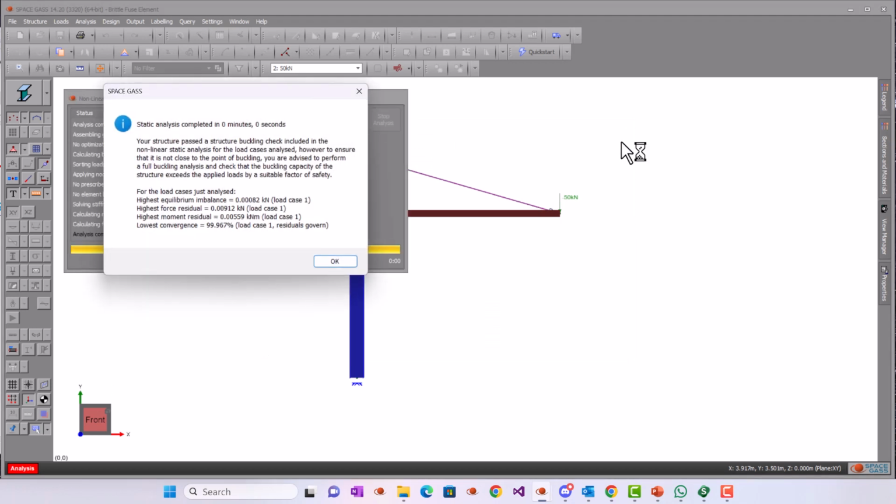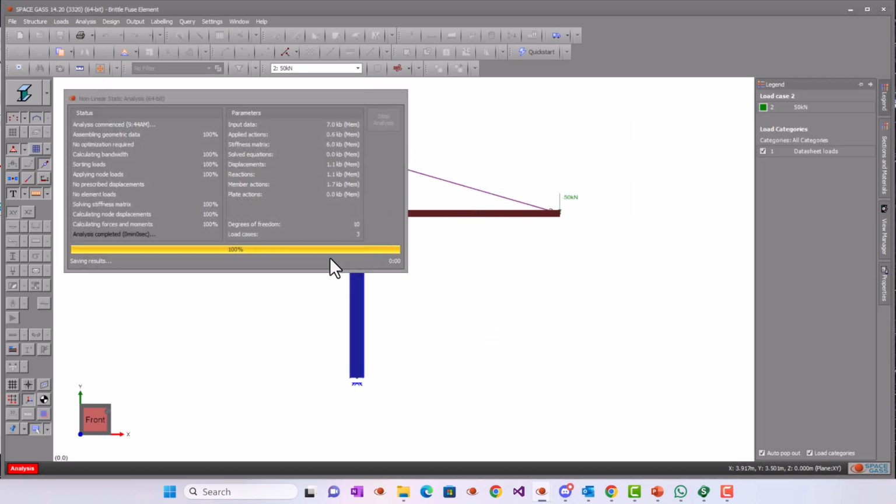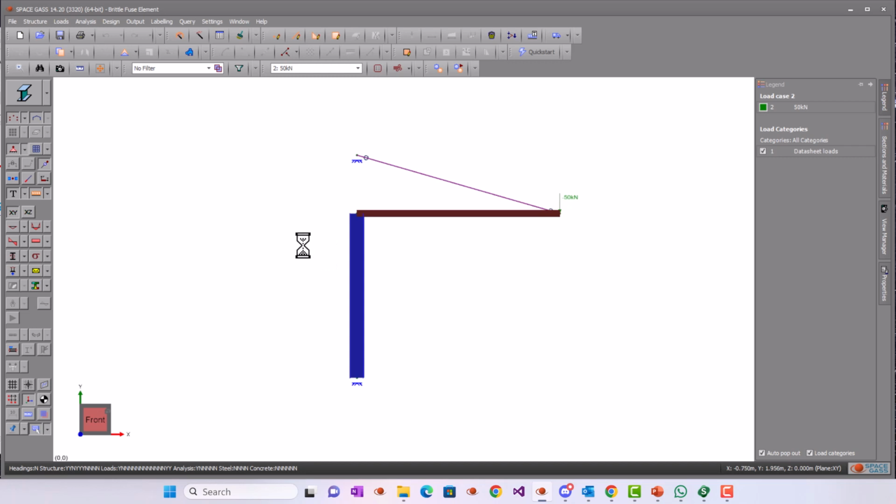Upon analysing the model and observing the results, if we enable the display of axial forces in all members, we notice no axial force in the cable under this load case, suggesting the cable has ruptured. Consequently, 100% vertical load is transferred through the column to the ground.